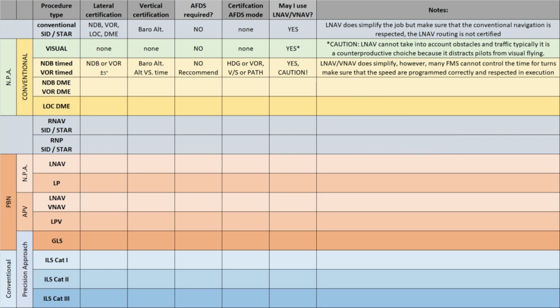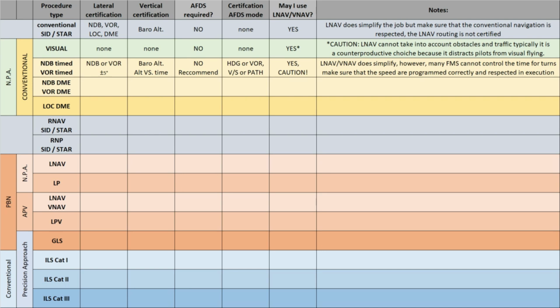However, you should use extreme caution because timed approaches are based on a specific speed along a specific track. The FMS is designed to fly along distances rather than time. So the FMS, or most of the FMSs, will have difficulty in producing a track that complies with a specific time.